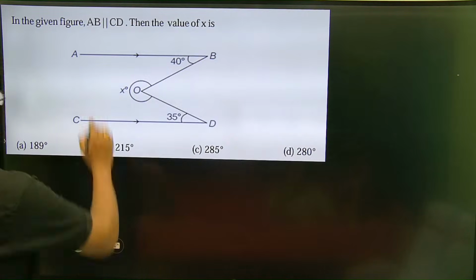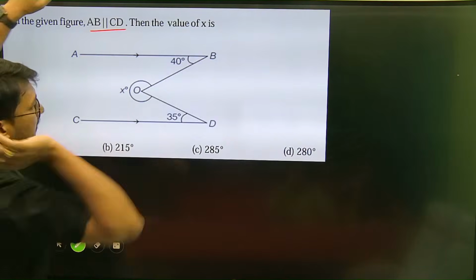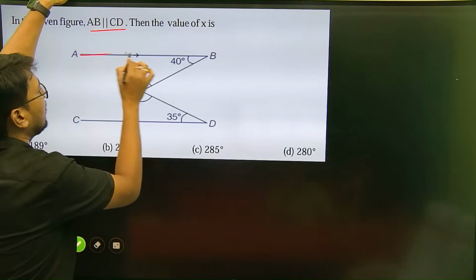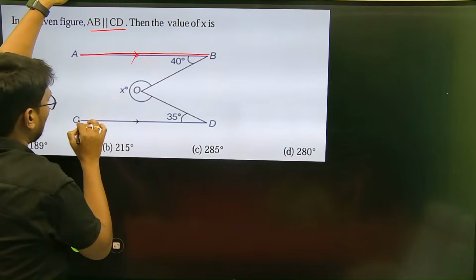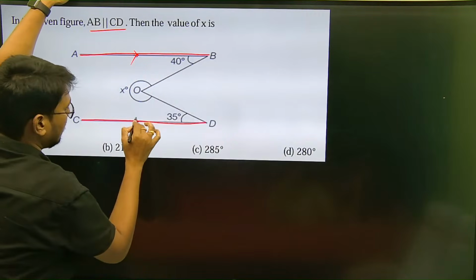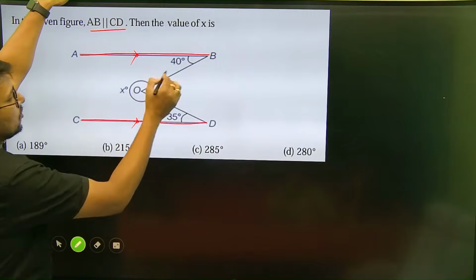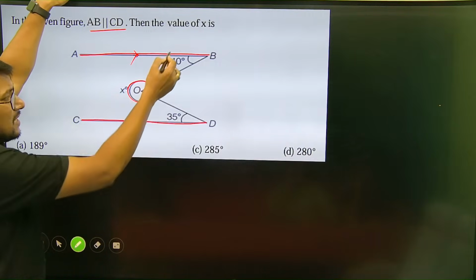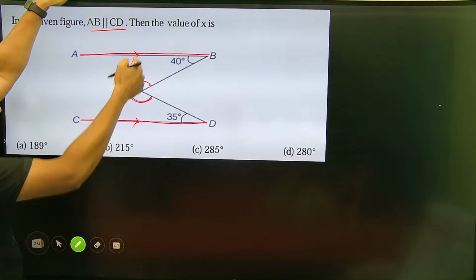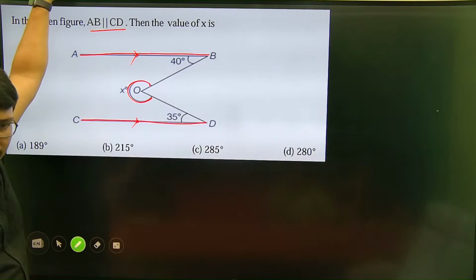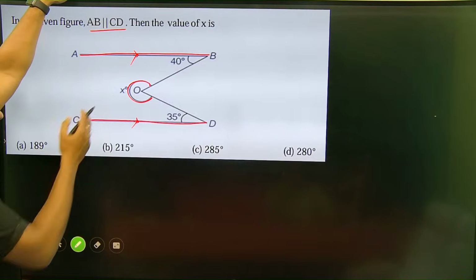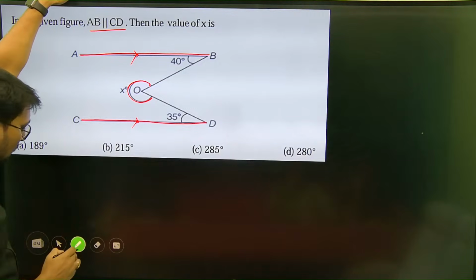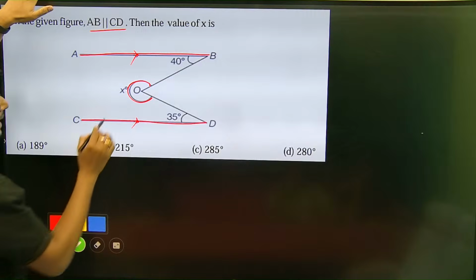Now the question is given: AB parallel to CD. So the line AB is parallel to CD. And the question is asking the value of x, meaning this angle. Now see, is there any direct transversal between AB and CD? There is no direct transversal. So it is too difficult to find without a transversal, right?